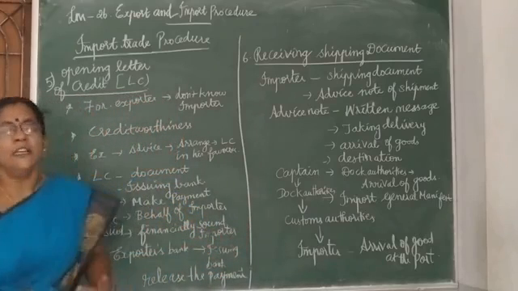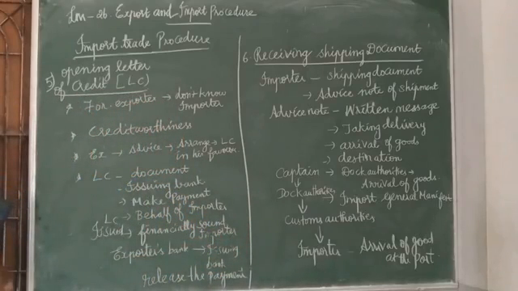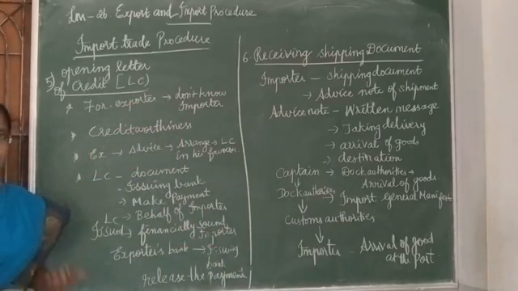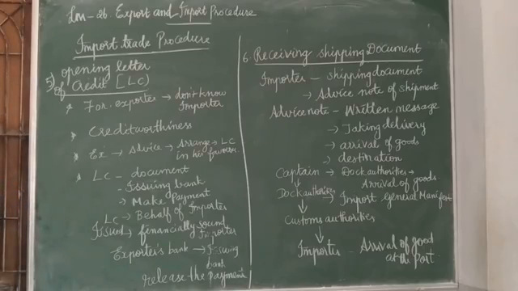Then, receiving and shipping documents. Next, the goods are getting ready. The order is over, and the letter of credit will also be received. Then what do we want to do? Send the goods to the importer. The exporter collects all the shipping documents along with the advice note of shipment. Advice note of shipment means what? An advice note contains a return message.